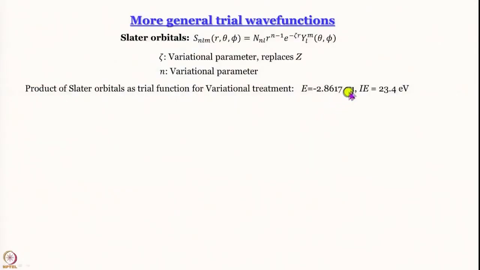And the problem is, I wanted to show you a value of n that we get after optimization, but I have forgotten to write it. Well, if I remember, I will show it the next day, otherwise just read Macquarrie's book please, it is given there, where you get n something like 0.995 for helium. So, using this, you use a product of Slater orbitals instead of hydrogenic wave functions and you vary n as well as zeta. When you do that, you get an energy of minus 2.8617 atomic units, an ionization energy of 23.4 electron volt, which is a little improvement from the 23.1 electron volt or so that we got earlier.